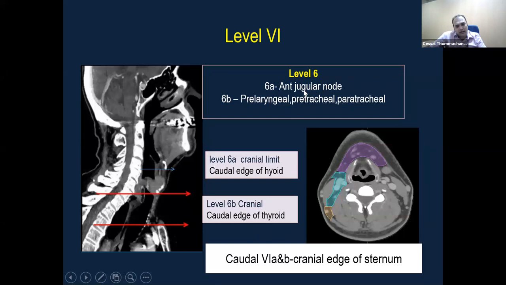6A is called the anterojugular node, which extends from the caudal edge of the hyoid to the sternum. 6B extends from the caudal edge of the thyroid cartilage. This is the only landmark, from the caudal edge of the thyroid to the sternum. This is 6B and this is 6A. So mainly it extends between the two heads of the sternocleidomastoid. These are the anterojugular nodes.